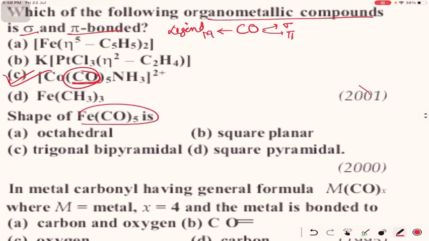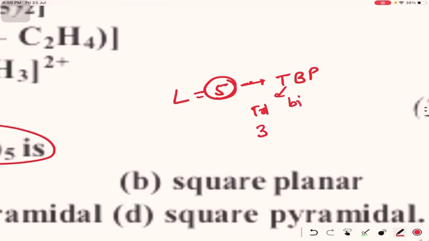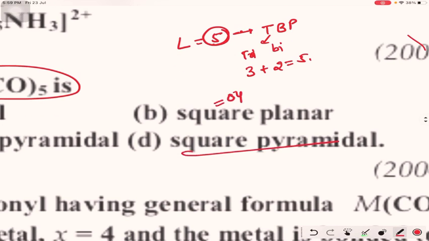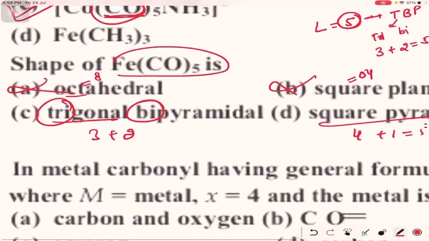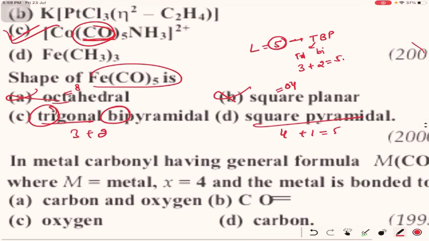Shape of Fe(CO)5: here the number of ligands is equal to 5. So for 5 we have TBP, trigonal bipyramidal, so 3 plus 2 is equal to 5. Square planar means 4, square pyramidal means 4 plus 1, that is 5, and octahedral means 6. So option number A and B cannot be the answer. It is between C and D, and the correct option is option number C.